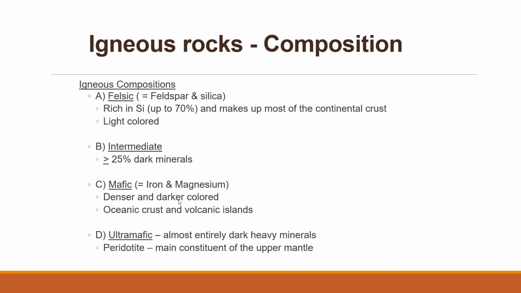We have intermediate compositions, which is where we're having more of those mafic materials, but we still don't have a high percentage of mafic materials. Then we have mafic, which is the iron and magnesium. They are denser and darker colored. This is going to be the oceanic crust and volcanic islands. Ultramafic is almost entirely those dark, dense materials. Peridotite is the main constituent of the upper mantle. The ultramafic rocks are basically the mantle.